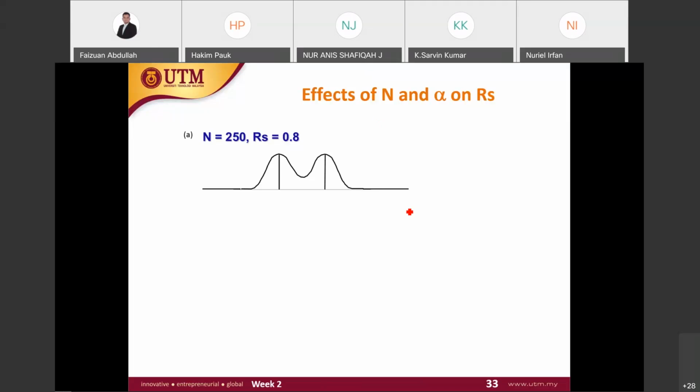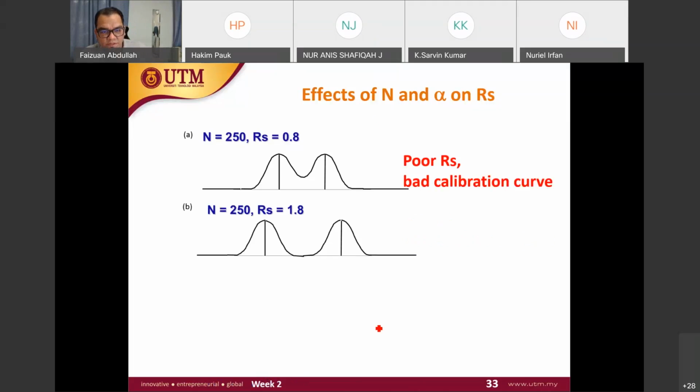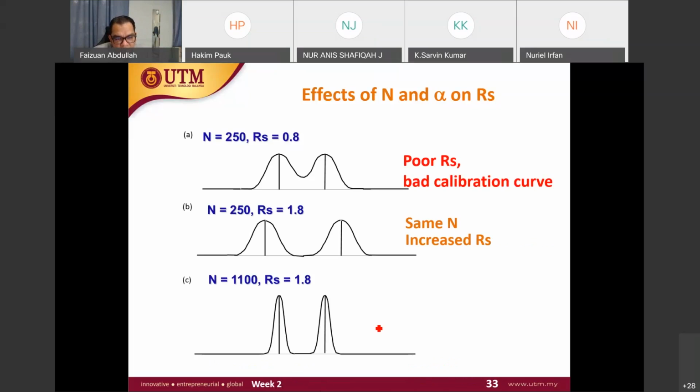All right, sorry. So, the effect of N and alpha on RS. For example, N is 250 and RS is 0.8. So it is poor RS and a bad calibration curve, right? With the same N of 250 and RS 1.8, RS increases and it is better now. And if N is 1100 and RS 1.8, we increase N and get the same RS value with a better calibration curve, right? So we have quite sharp peaks, well separated.